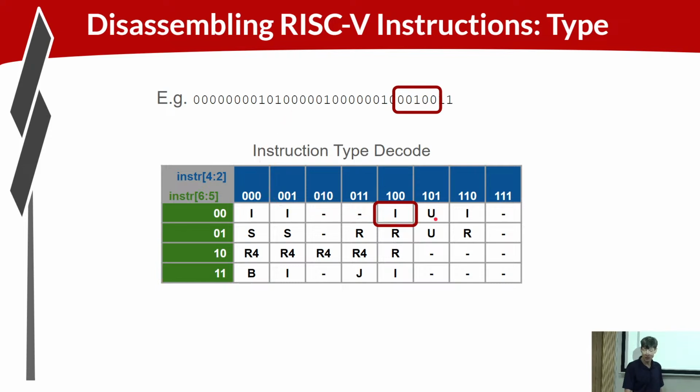So we can use this table to determine the type from the opcode. Here, we're looking at opcode bits 6 down to 2. So those are the bits that are circled here. In this case, bits 6 and 5 are 0. Bits 4 down to 2 are 1, 0, 0. So that's here. So we're here in the table. So this is an I-type instruction.